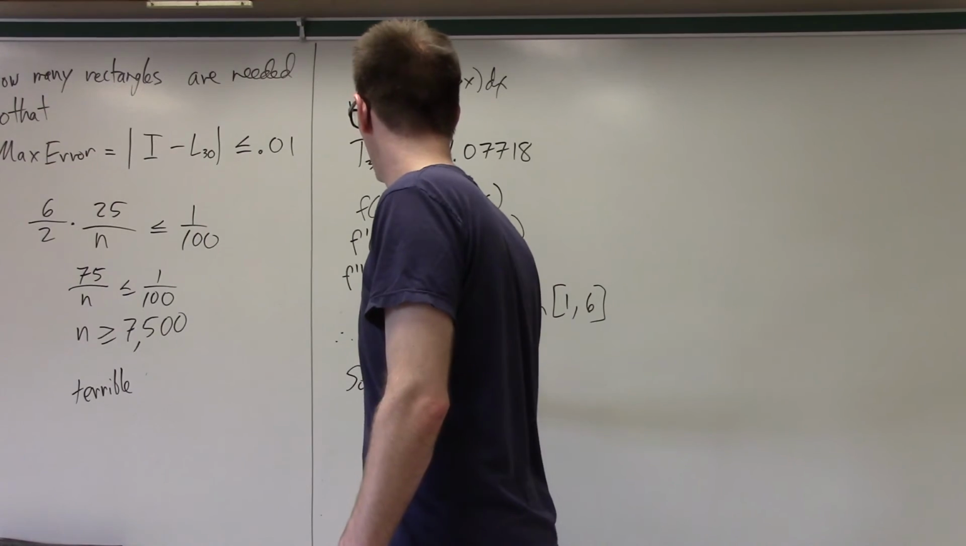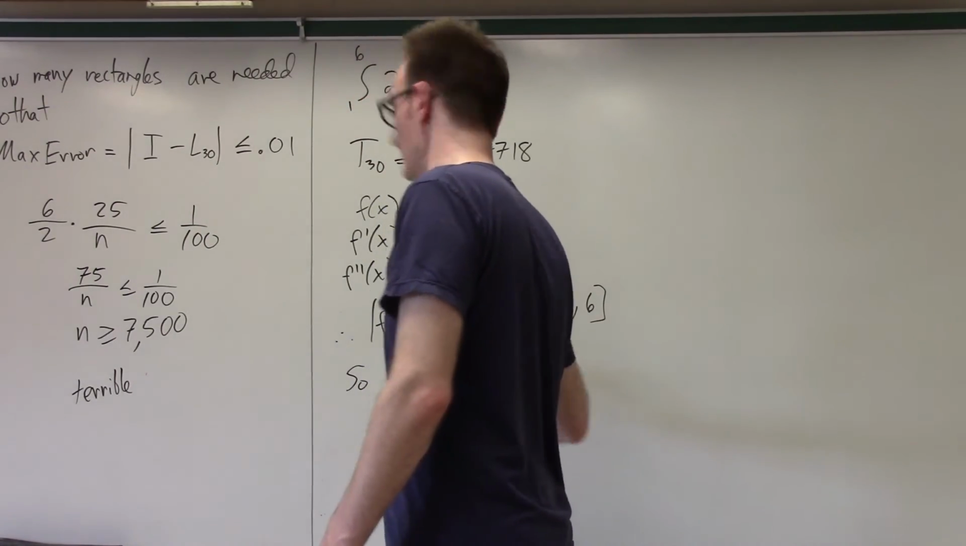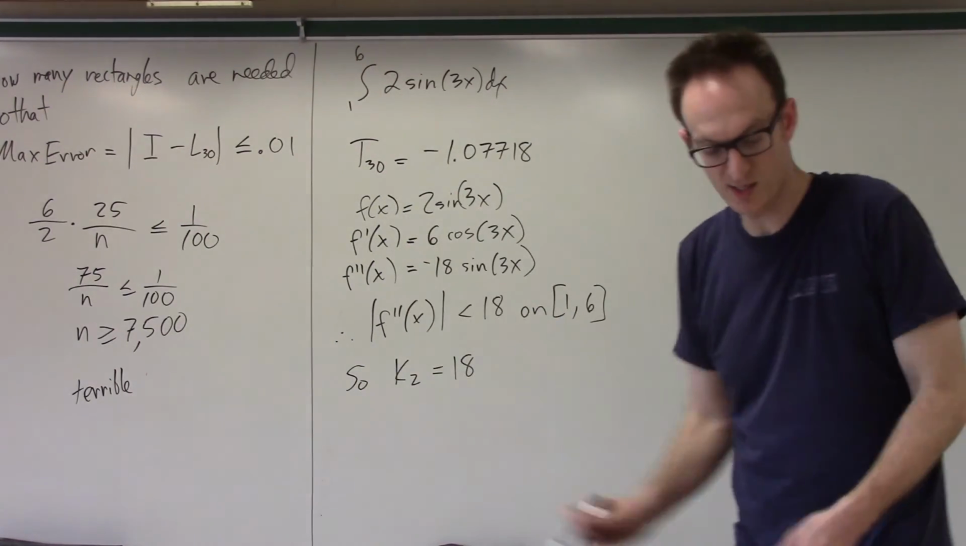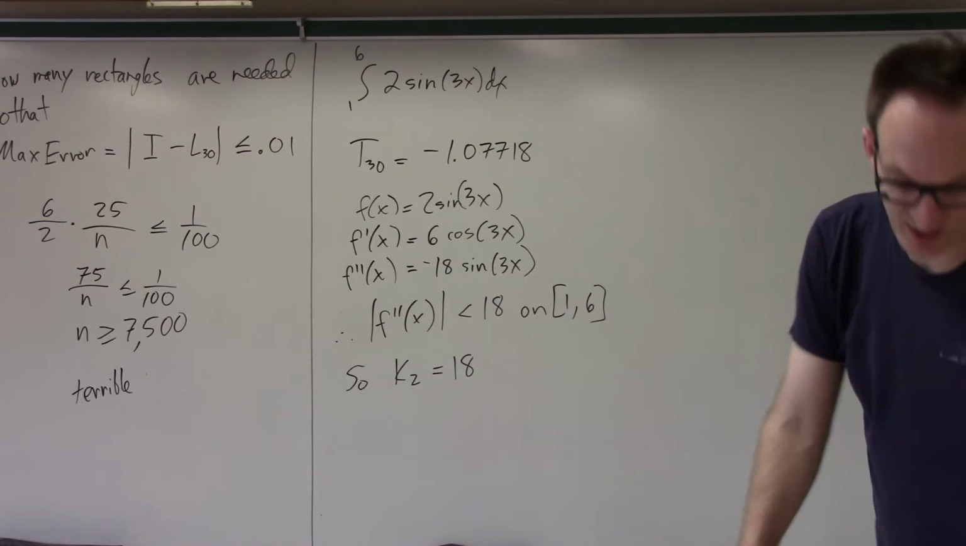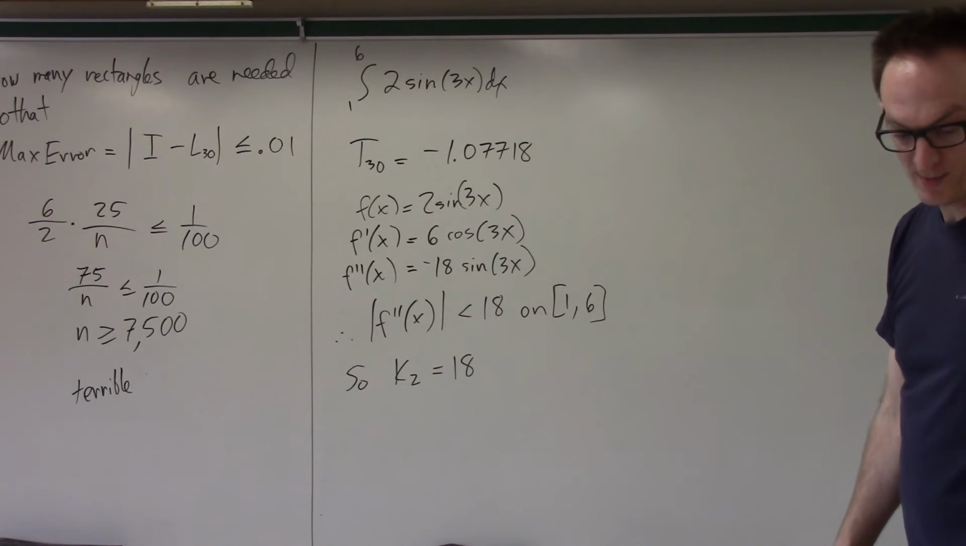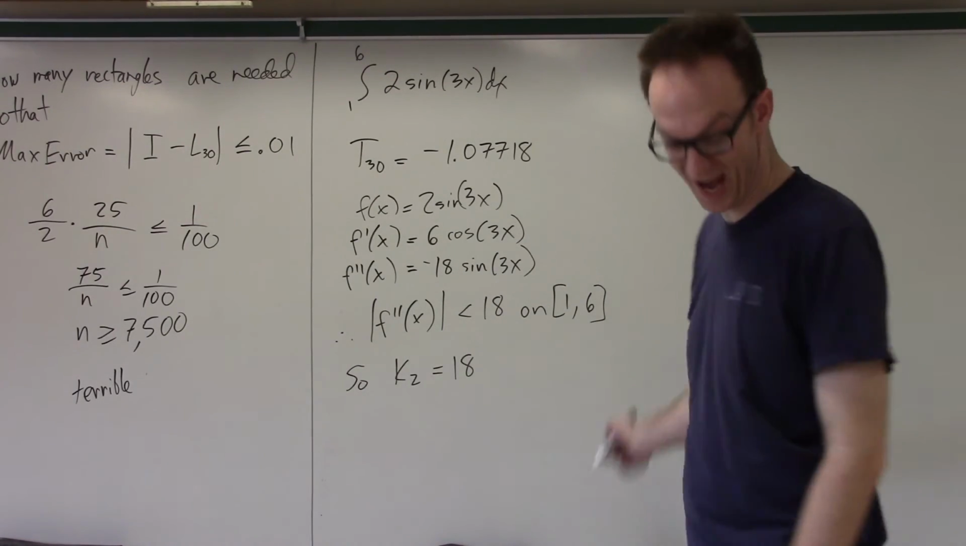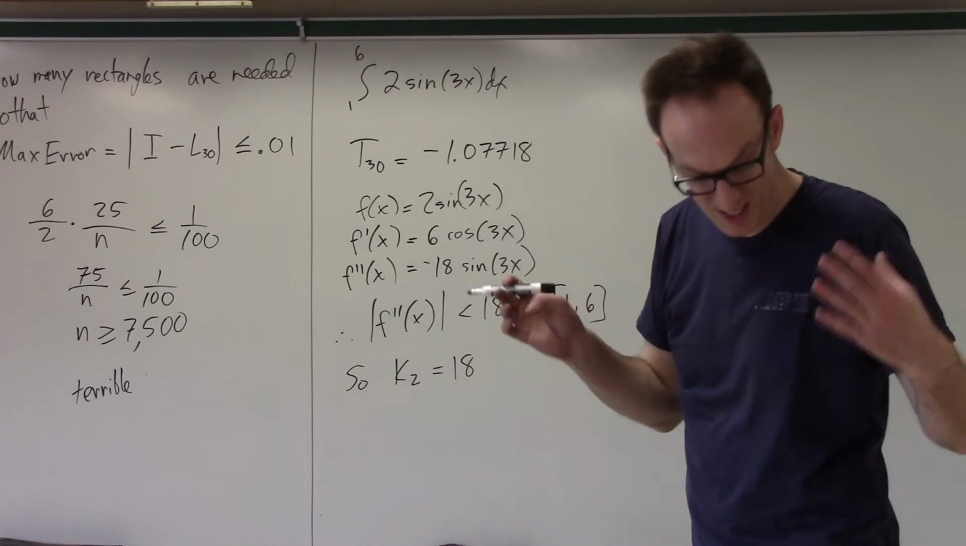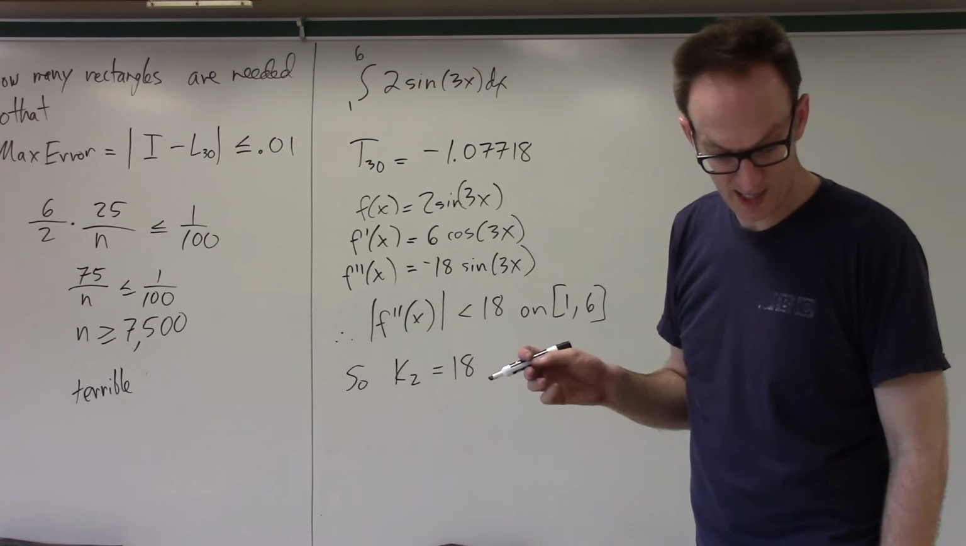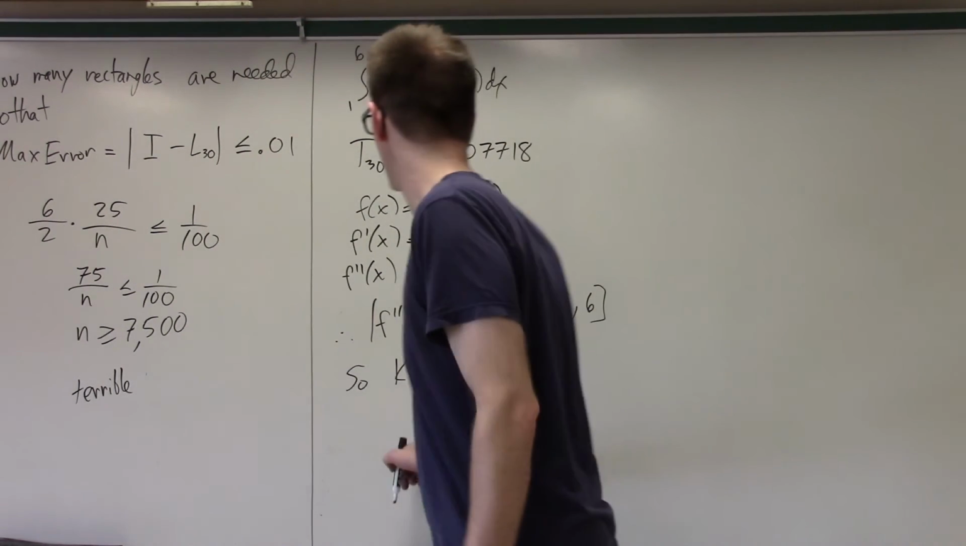So this number, K2, is 18 in this case. 18 is a nice number that I can say, for sure my second derivative is less than that. All right, well if that's the case, then how much error should I expect? Or what can I say about the error here? Well, we can just quickly compute it, right?